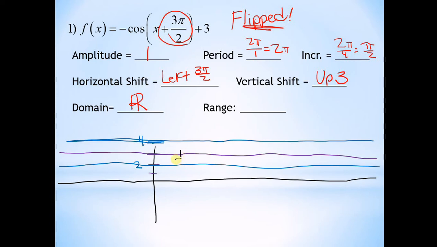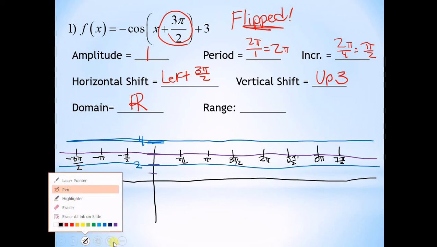Okay, now let's go ahead and fill in our increments. So I'm going to go pi out of 2. I'm going to go pi. 3 pi out of 2. 2 pi. 5 pi out of 2. 3 pi. And 7 pi out of 2. There we go. So now I'm going left 3 pi out of 2. So I need to go backwards here. So negative pi out of 2, negative pi, and then negative 3 pi out of 2.